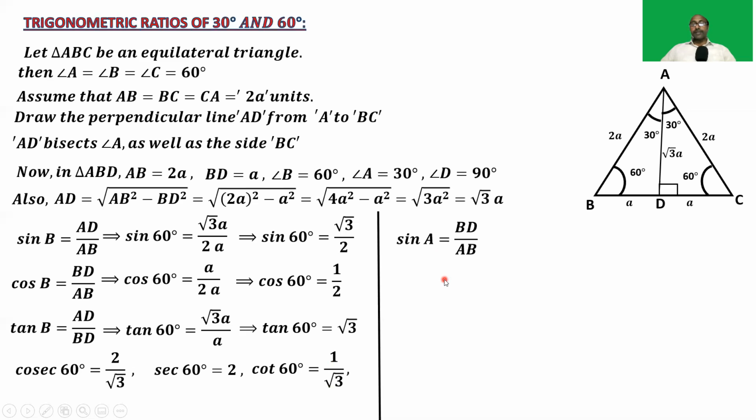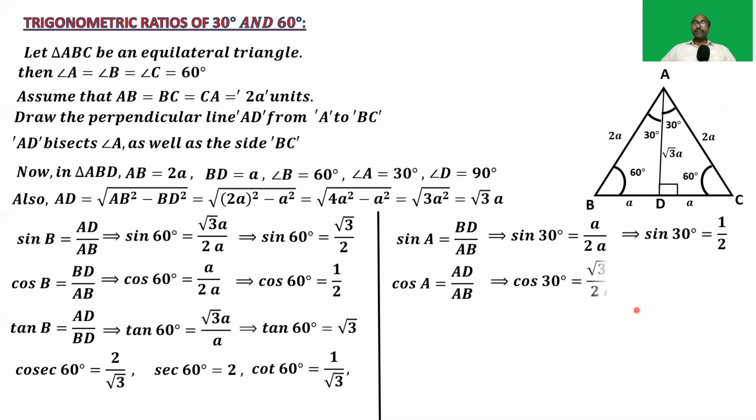Again, substitute the values in the place of A, BD, and AB. So here the angle A is equal to 30 degrees. So that sine 30 degrees is equal to, BD is A and AB is 2A. So sine 30 degrees, we get 1 by 2.